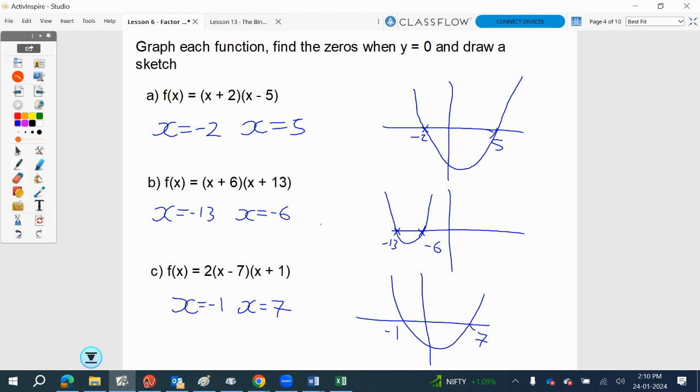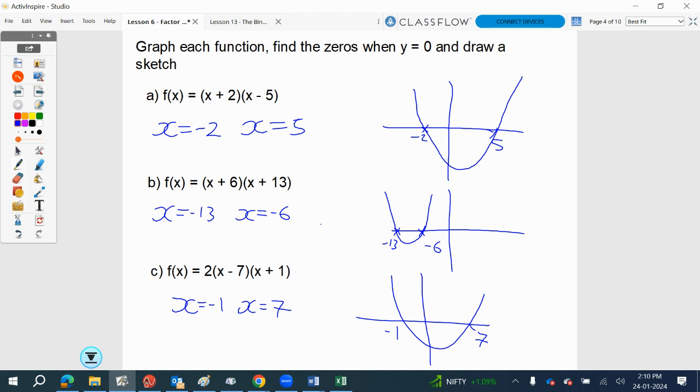Okay, so what's the key connection here? Look at these roots, look at the functions. Make this connection for yourself. Look at the numbers we've written down, and look at the functions we just typed in. What is the link? Like the number in each expression, you flip the sign and then that's one of the zeros.